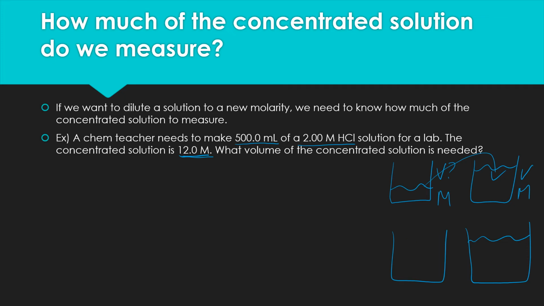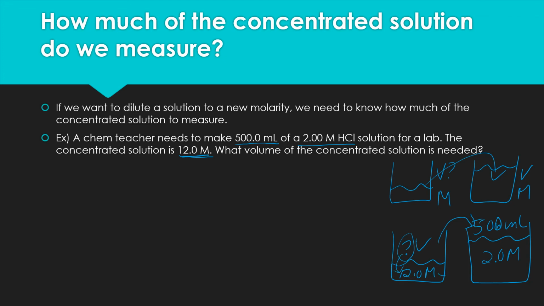So I need to make 500 milliliters, and I need it to be 2 molar. I have 12 molar. So we want to know what volume of that one am I going to measure, okay, to then dilute it to a new volume. Now notice the 500 and 2 molar are paired together. I'm figuring out how much of the 12 molar I'm going to measure for this.